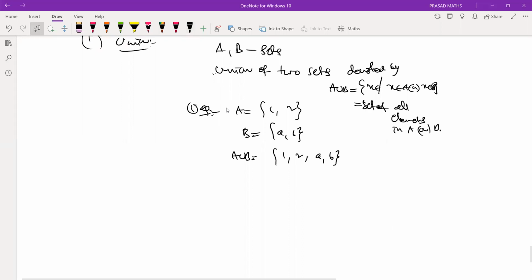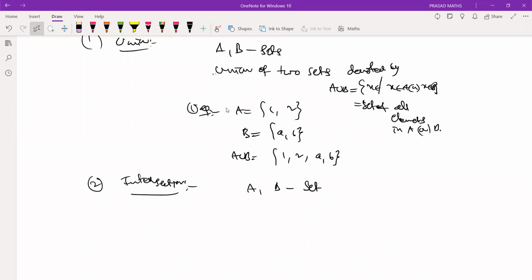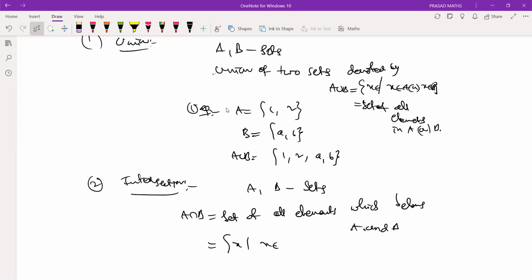Next, suppose you take intersections. What is intersection? Suppose you take two sets. Common elements. So A intersection B is denoted like this: a set of all elements which belong to A and B. A and B, which belong to both A and B. That notation is the set of all elements such that x is in A as well as in B, which is A intersection B.